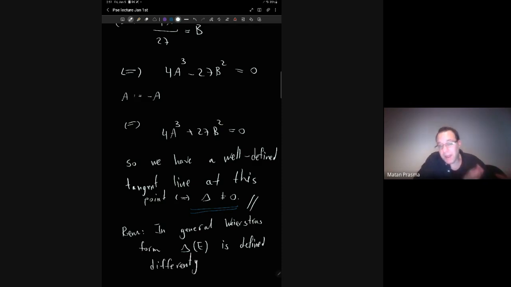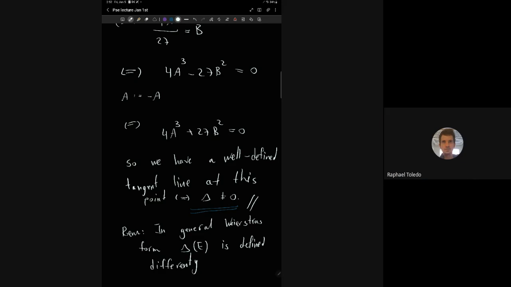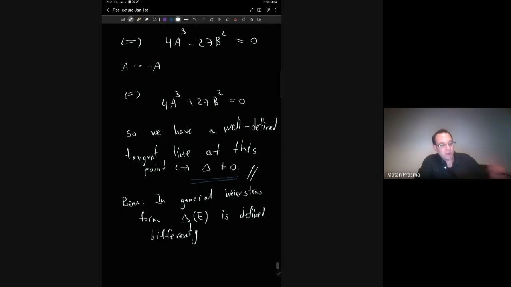But still, if you would like to define an elliptic curve in a general Weierstrass form, then once you know the formula for the discriminant of your equation, your condition would be that the discriminant is non-zero. Thank you. So this is the geometric intuition for the condition of the discriminant being non-zero.